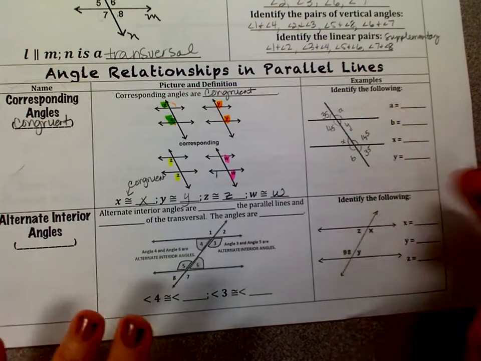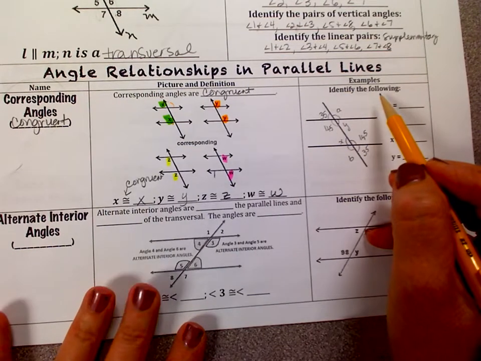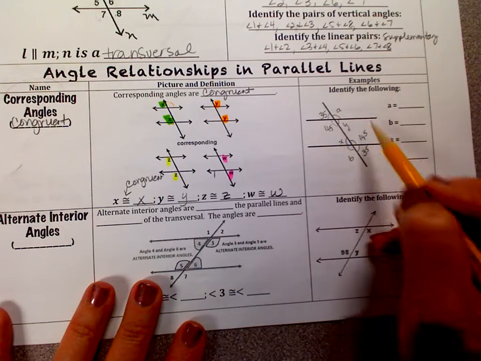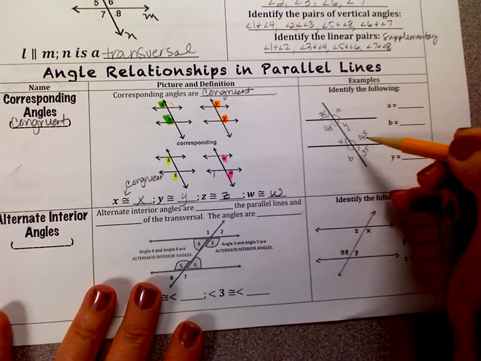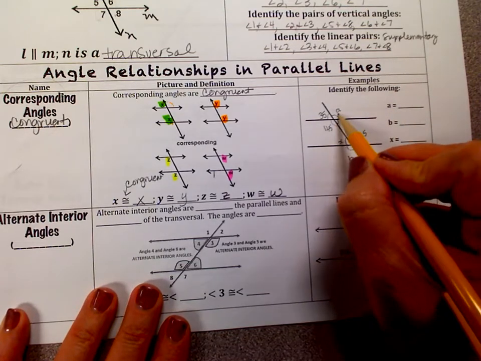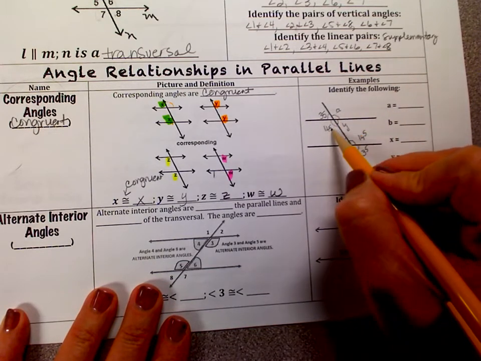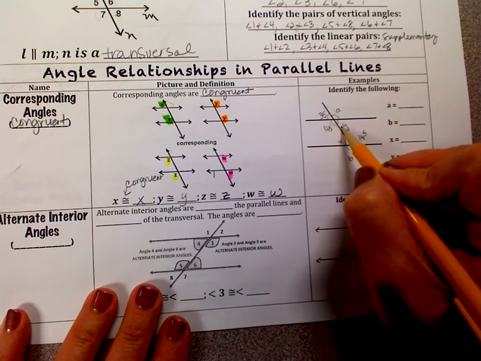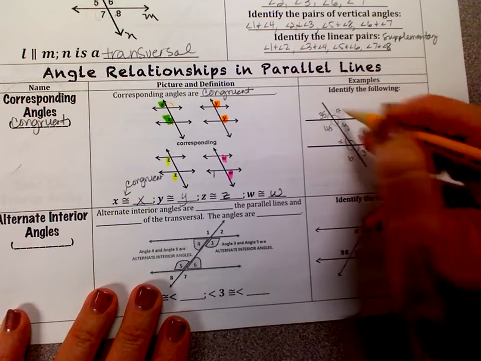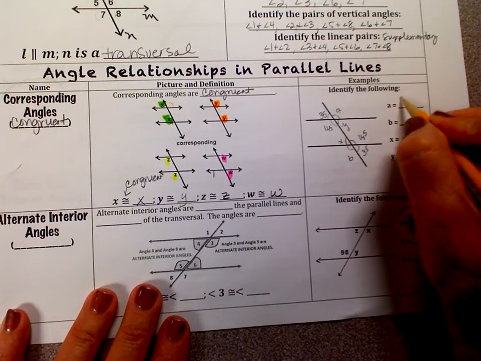All right, so now we're going to identify the following. We're going to find the measure of each one a couple of different ways. So the measure of angle A, we can find from a couple of ways. We can find by vertical angles, we can find by supplementary, or corresponding angles. If this is 145, this is 145.